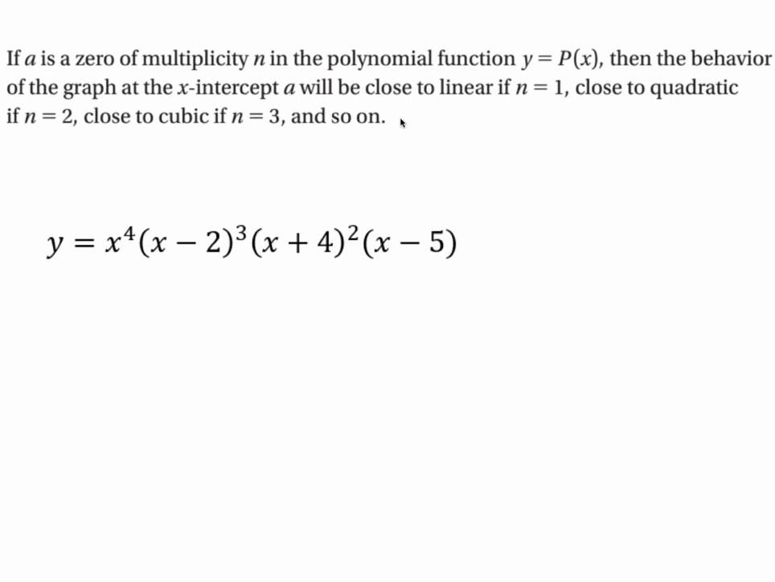Now, what does multiplicity have to do with the graphs? Well, the multiplicity shows you how the function is going to look close to that 0. So if it's a linear factor, close to x equals 5, the graph is going to look like a line. While near x equals negative 4, which has multiplicity 2, it's going to look more like a quadratic, and so on.